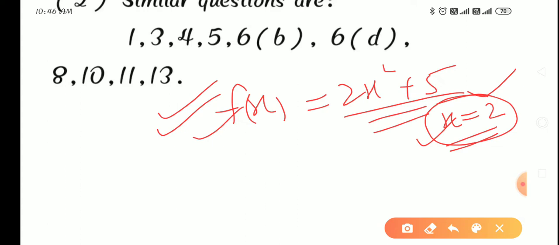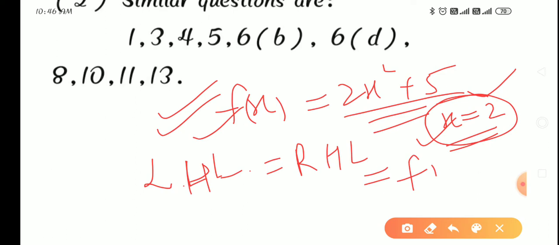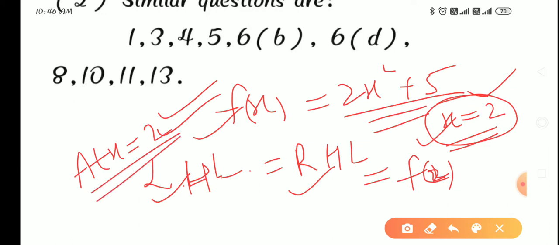So for this, yesterday I told you, you show LHL equals RHL equals f(2). LHL is left hand limit, RHL is right hand limit. You have studied in class 11th, left hand limit and right hand limit. At x equals 2, you have to show LHL equals RHL equals f(2). f(2) means value of function at x equals 2.